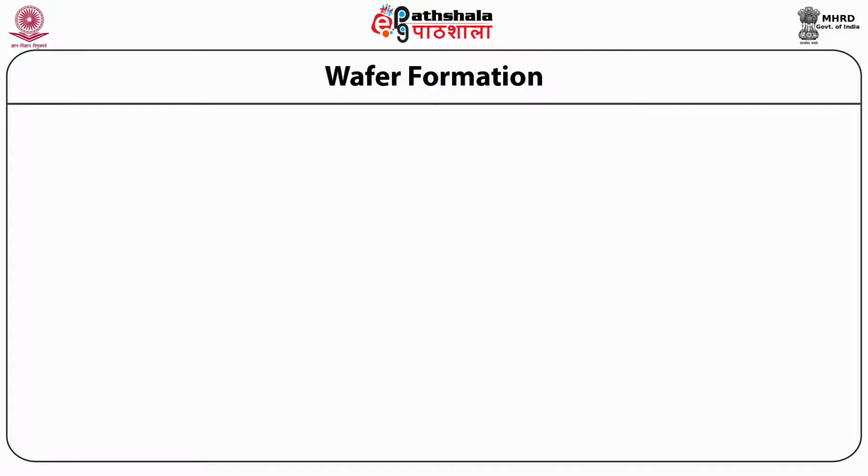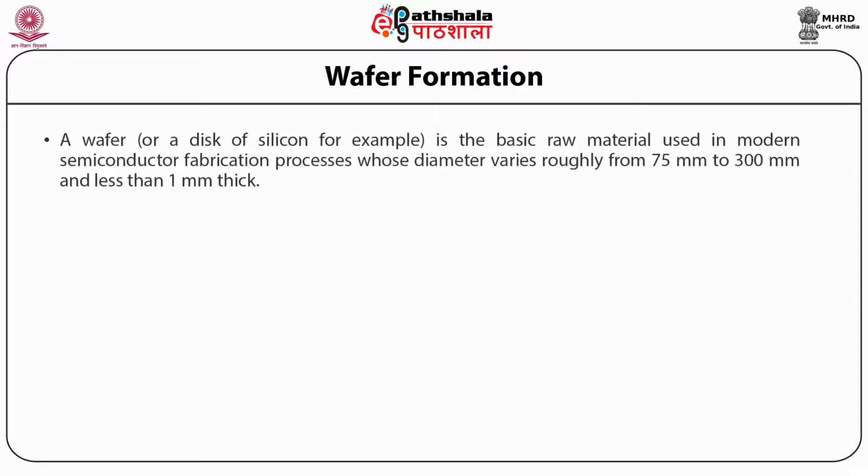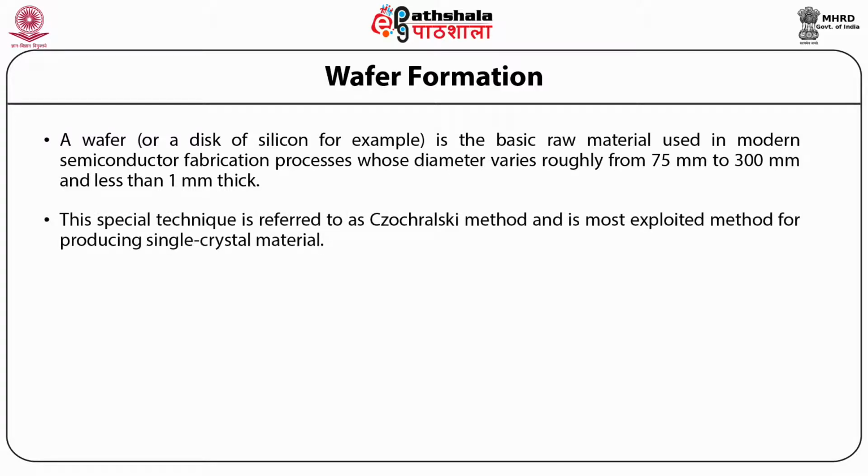Wafer formation. So students, a wafer is the basic raw material used in modern semiconductor fabrication processes, whose diameter varies roughly from 75 to 300 mm and which is less than 1 mm thick. These wafers are cut from ingots of single crystal silicon, and these crystals require a special technique to pull the single crystal from a crucible melt of pure molten silicon. This special technique is referred to as the Czochralski method and is most widely used for producing single crystals.